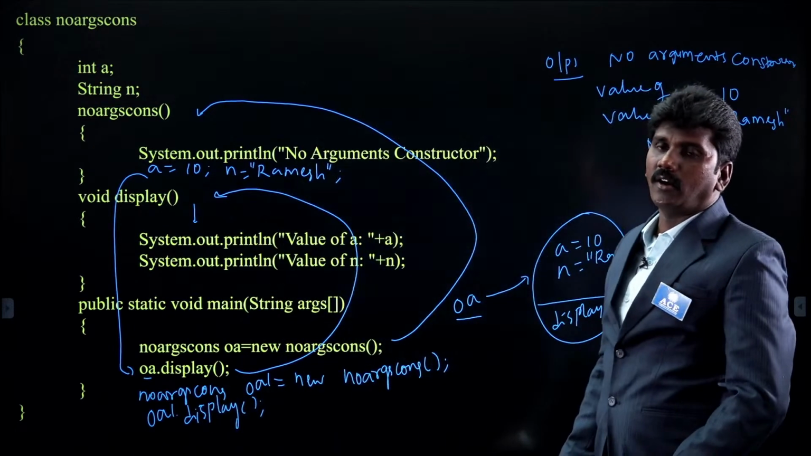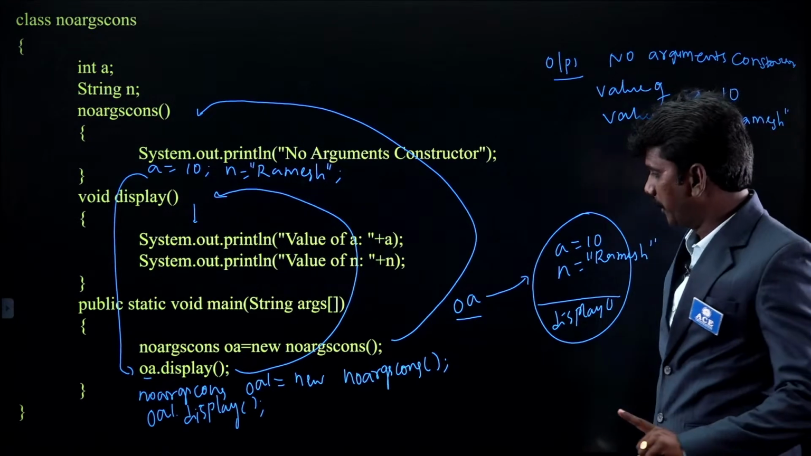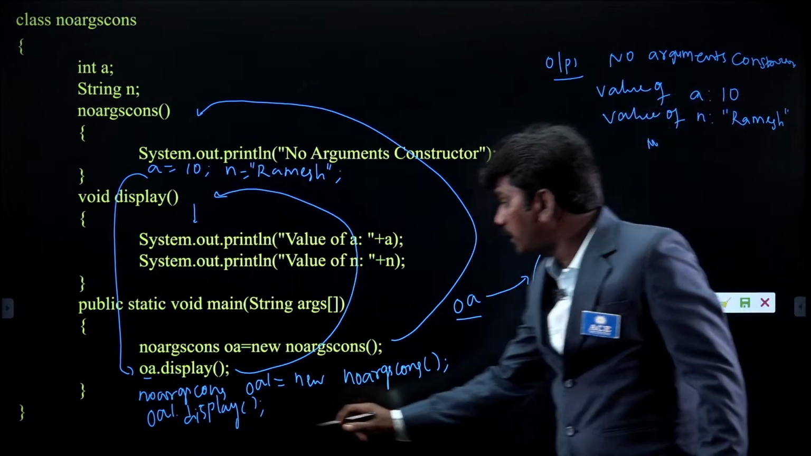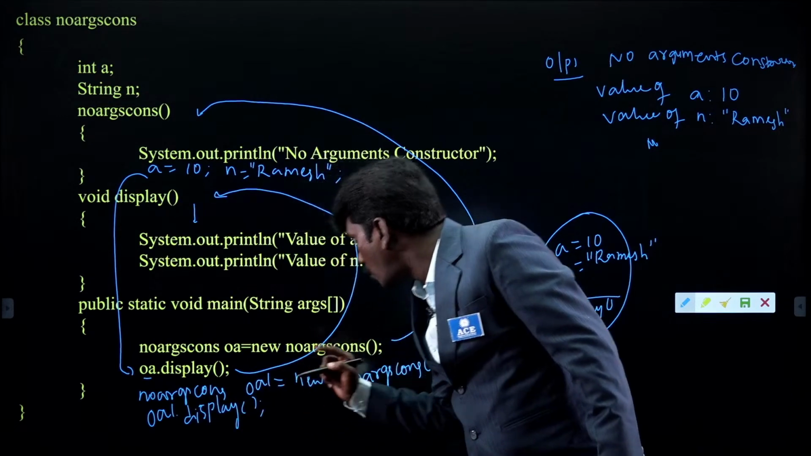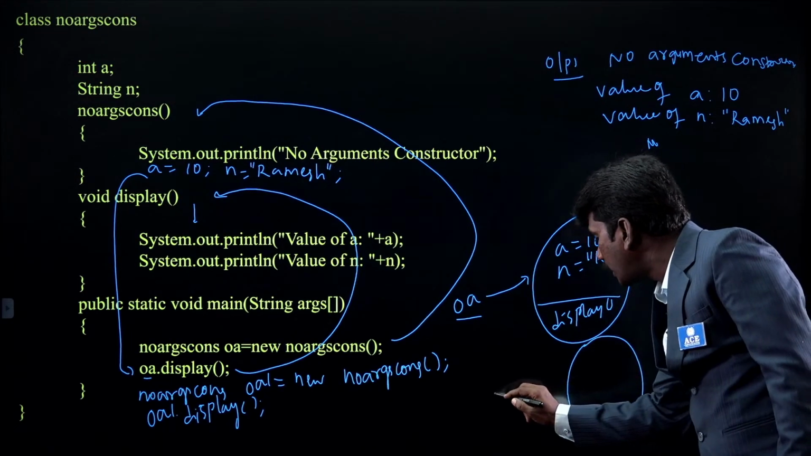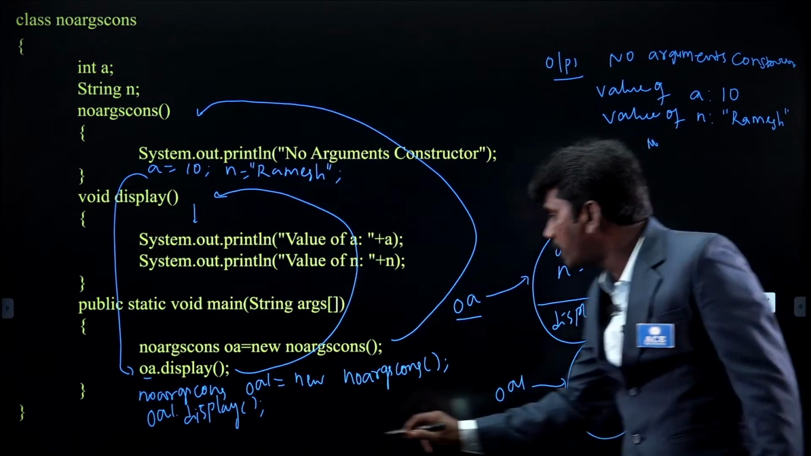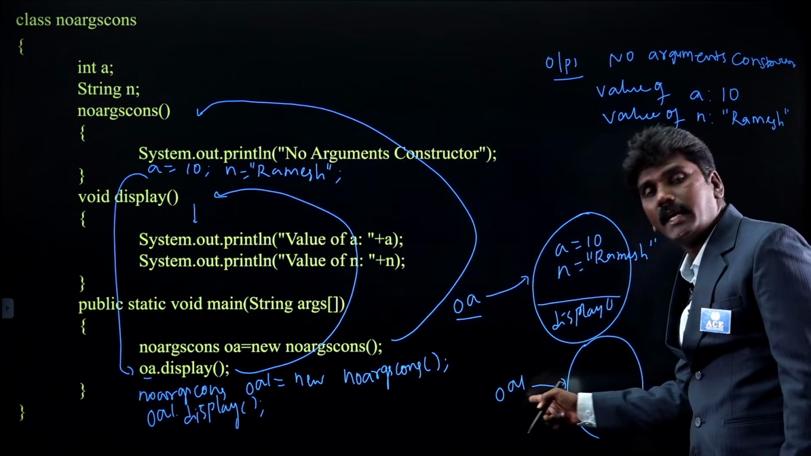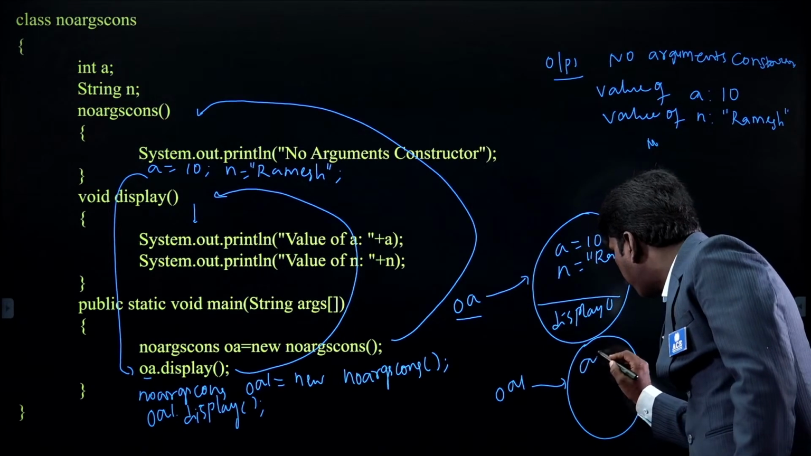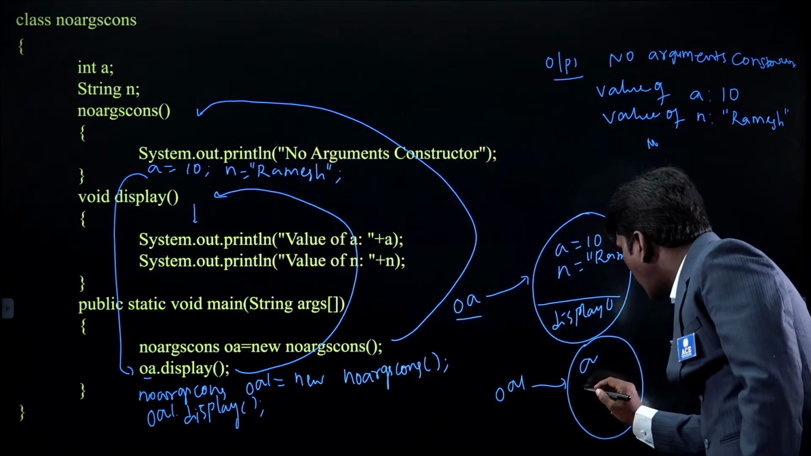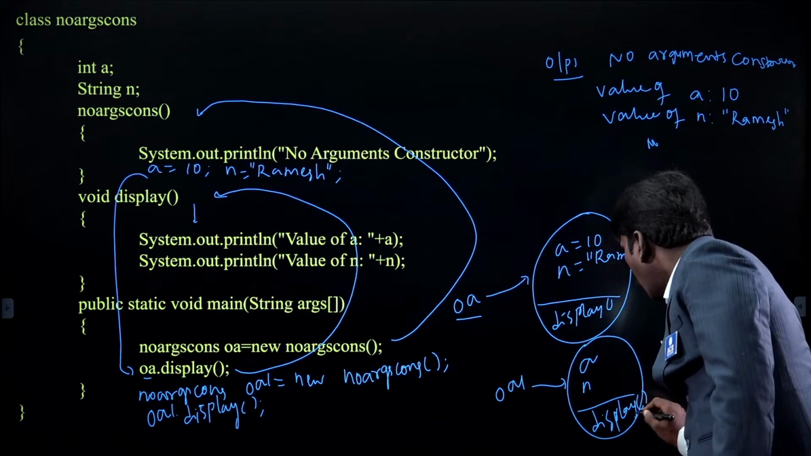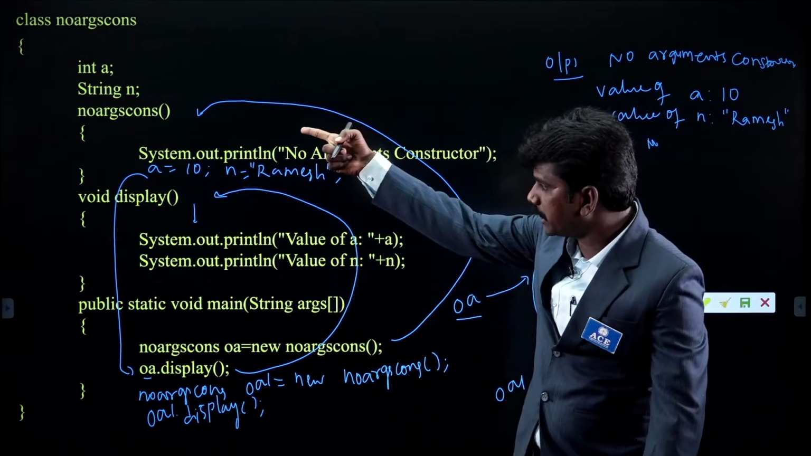Let us see how the execution or output of this program is going to be. For these two lines we have already seen. The output is going to be like this. Next, what we are doing? We have added two lines. Noargscons space OA1 is equal to new noargscons, means one more object is going to be created. What is the reference variable here? The reference variable is OA1, means this object is created and the reference variable is OA1. And what are the instance variables inside it? Same, A, because the class name is same, A and N, and also it is having one method, that is display method, right?